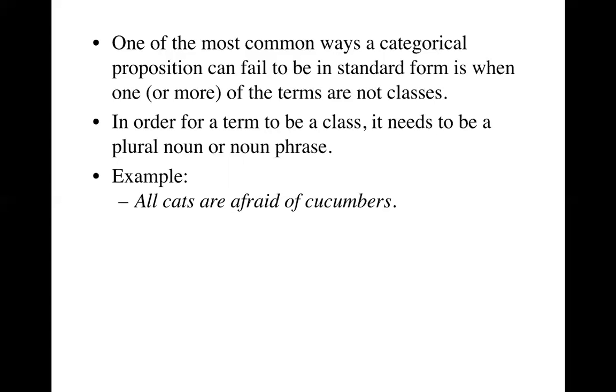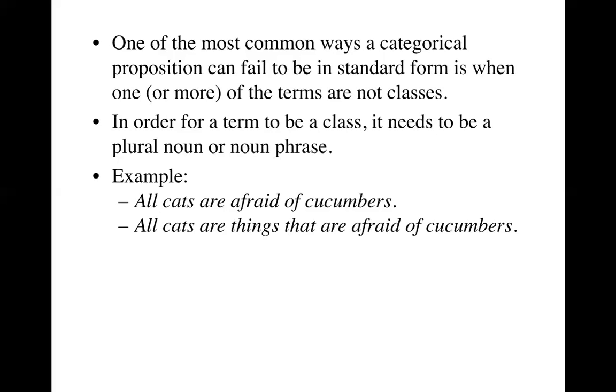But then our final term is afraid of cucumbers. And that's not a class. That's just a description of the class of cats, that they're all afraid of cucumbers. So we need to transform the predicate term so that it's a plural noun or noun phrase. Our go-to way to do that is just to add things to it. So all cats are things that are afraid of cucumbers. Now the predicate term is things that are afraid of cucumbers.